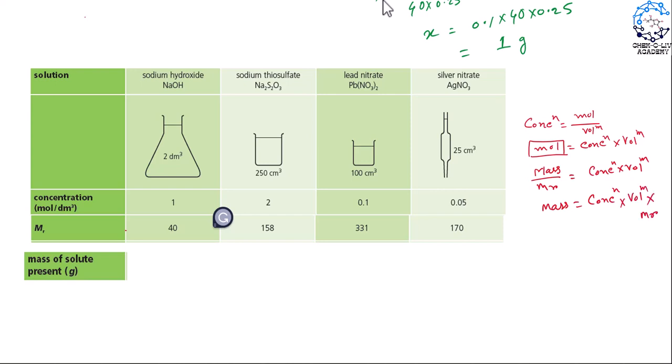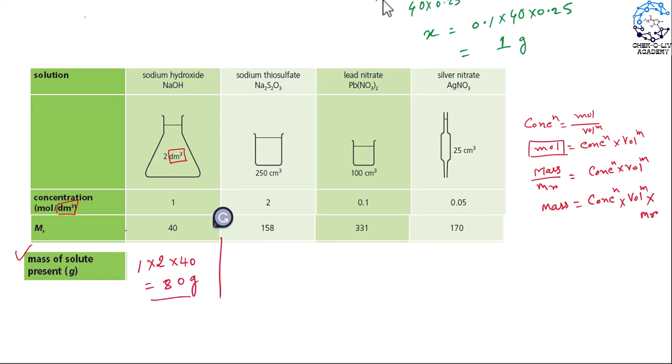So let's do it. Let's calculate for the first case. Now one thing we have to keep in mind is that the volume should be in the same unit in the concentration and in the volume of the solution. Here it is the same, so there's no problem. Concentration is 1 mole per decimeter cube, volume is 2 decimeter cube, into the MR, which is 40. So 80 gram will be the first case.